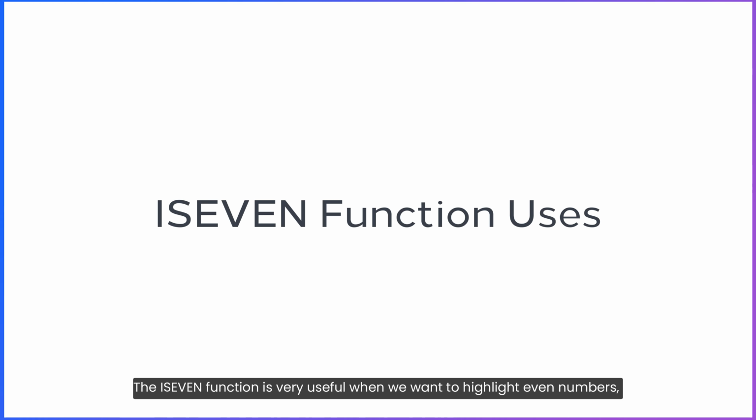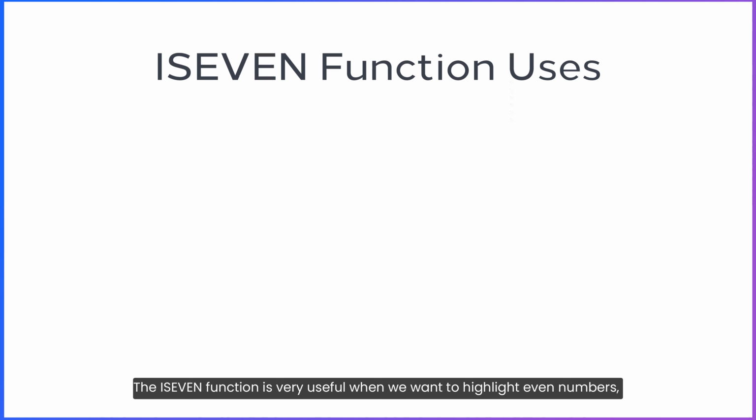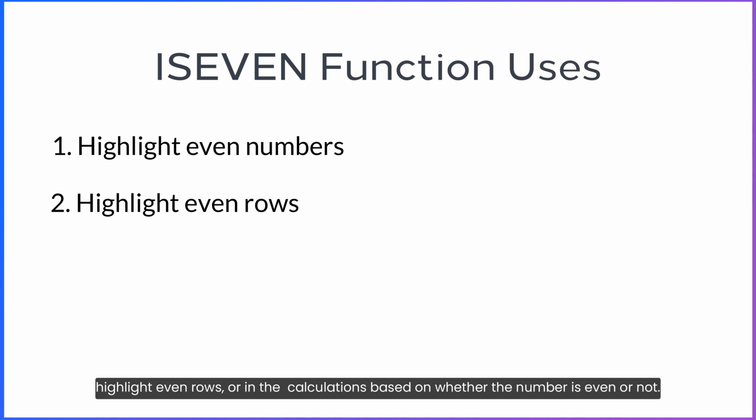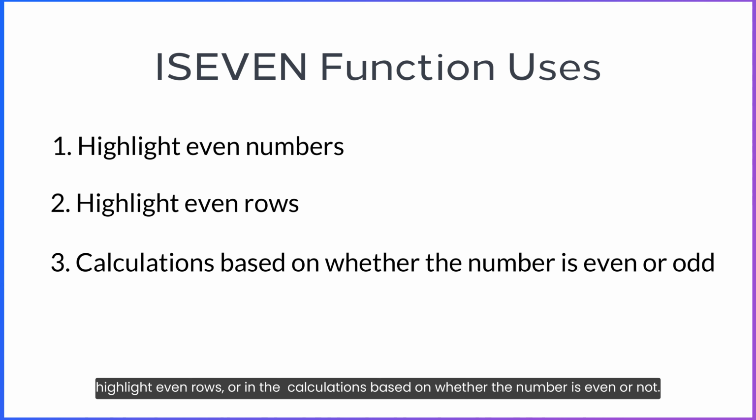While this ISEVEN formula will return true because the integer portion of this number 4.86 is 4, which is an even number. The ISEVEN function is very useful when we want to highlight even numbers, highlight even rows, or in the calculations based on whether the number is even or not.